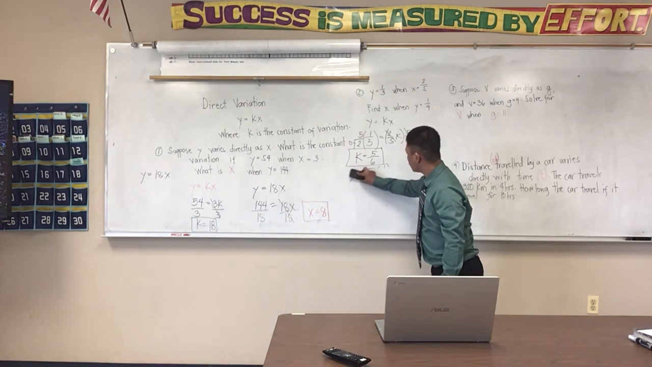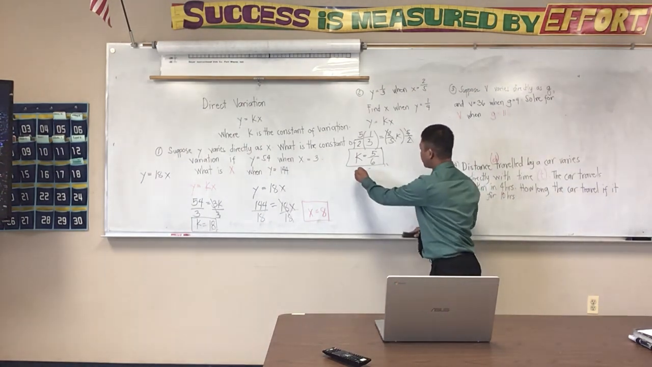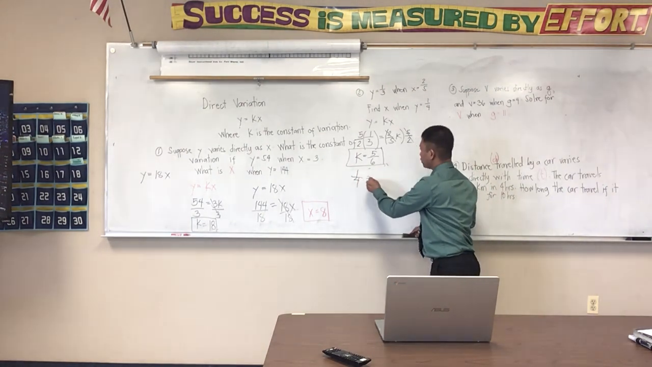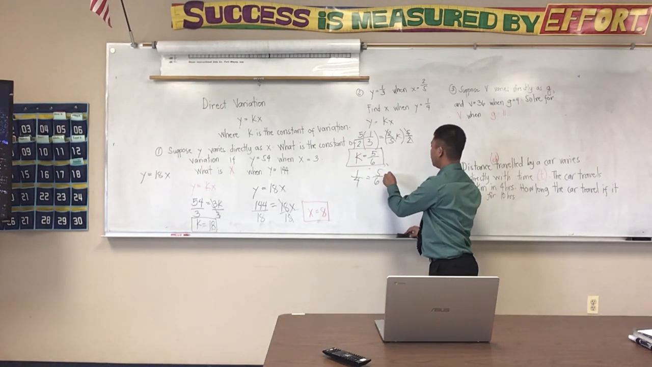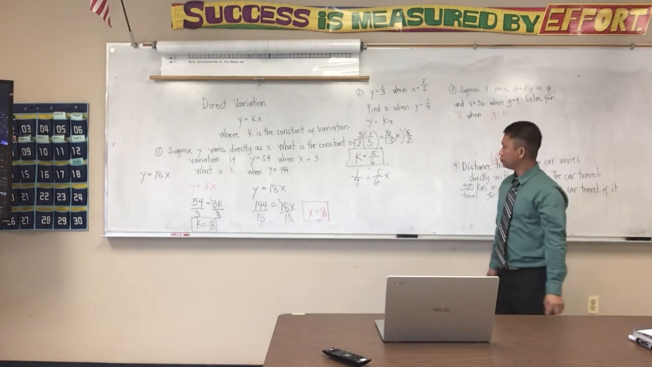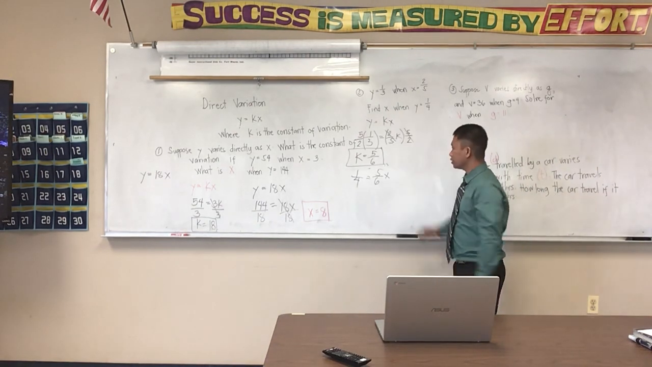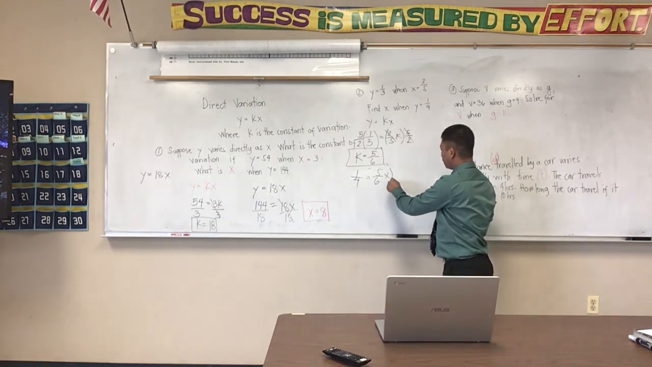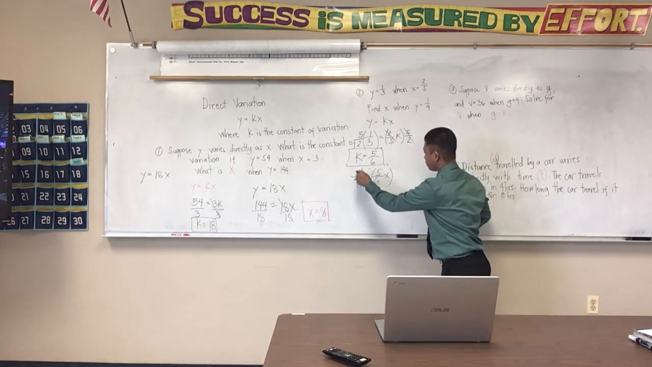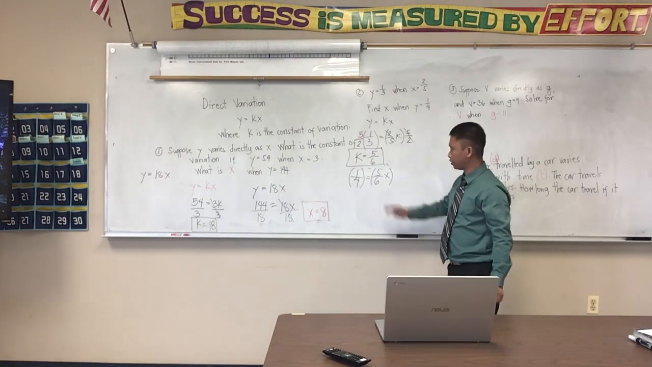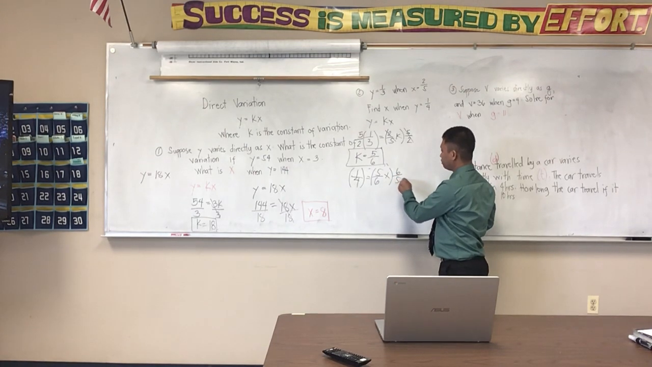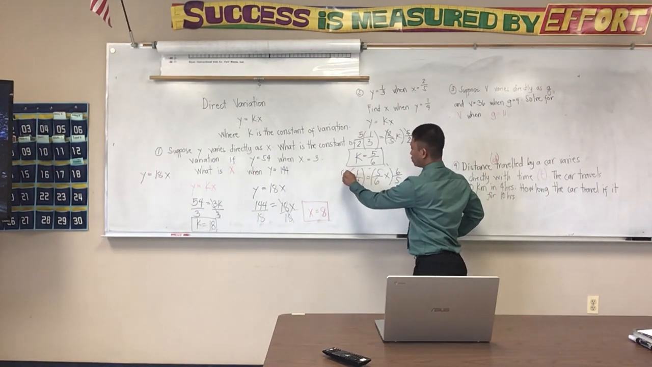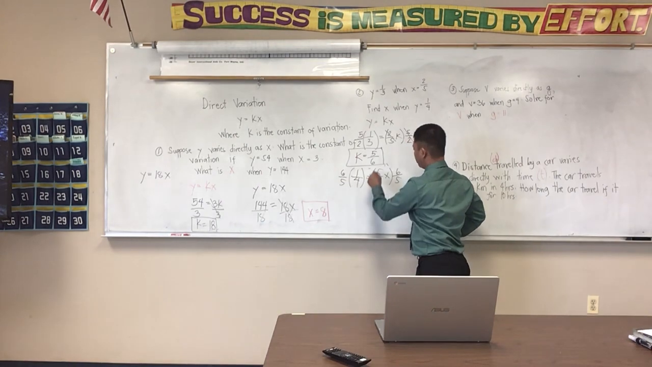Again, this y is 1/4 and our constant is 5/6 times x. So we are solving for x. Therefore, we are going to multiply both sides by the reciprocal of 5/6. So this would be 6/5. On the other side, we also have 6/5.